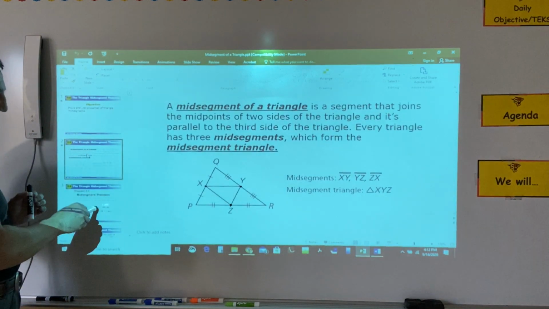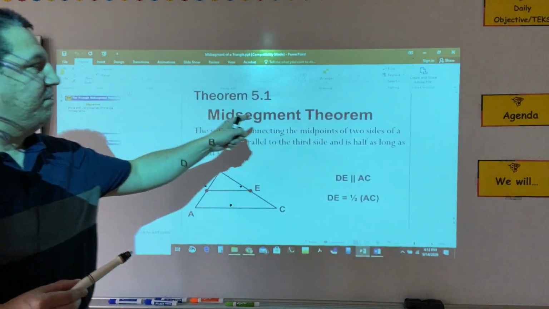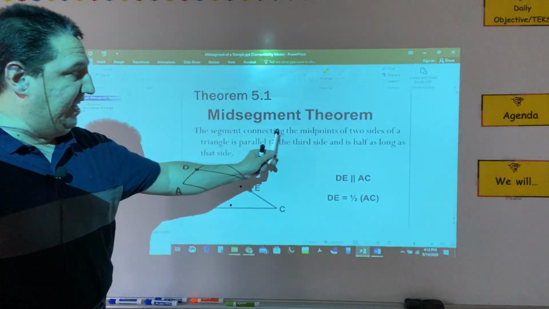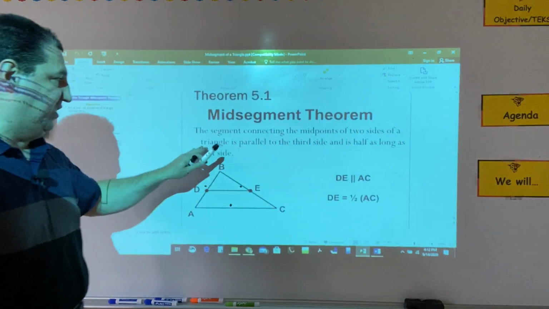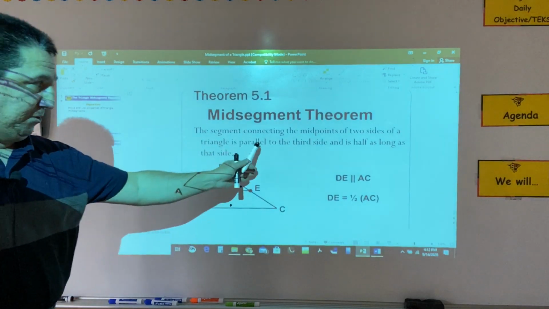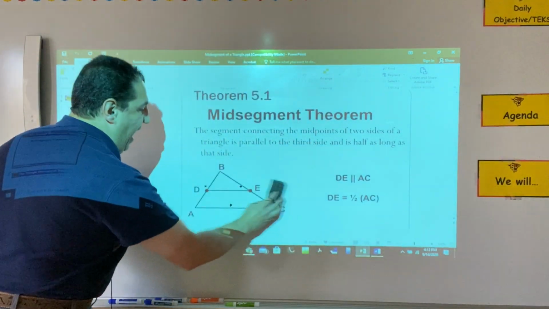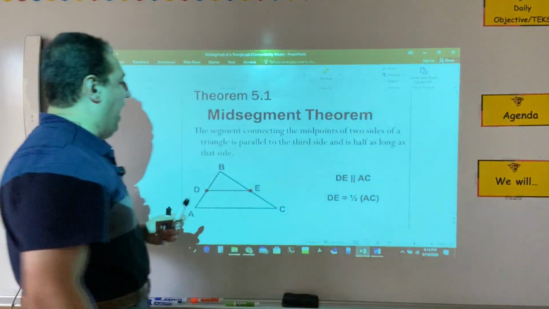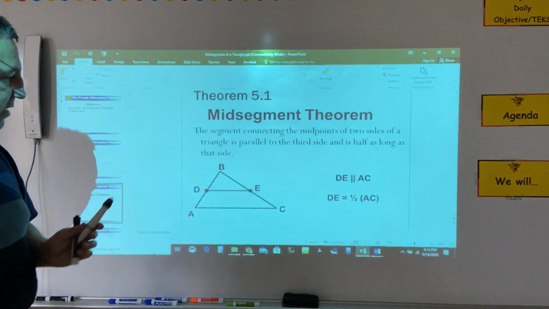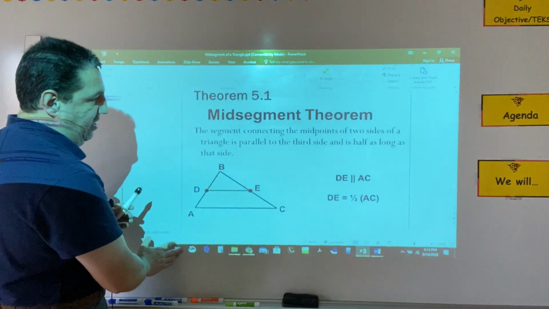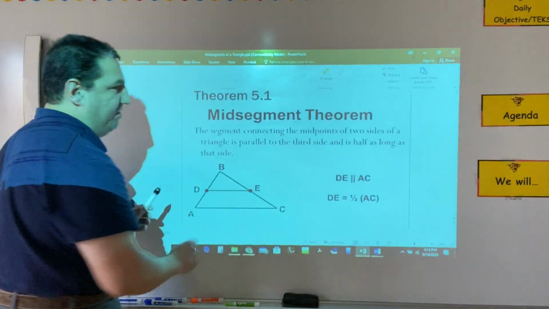So we have the so-called mid-segment theorem. The segment connecting the midpoints of two sides of a triangle is parallel to the third side and is half as long as that side. So DE is parallel to AC and DE is half of AC.